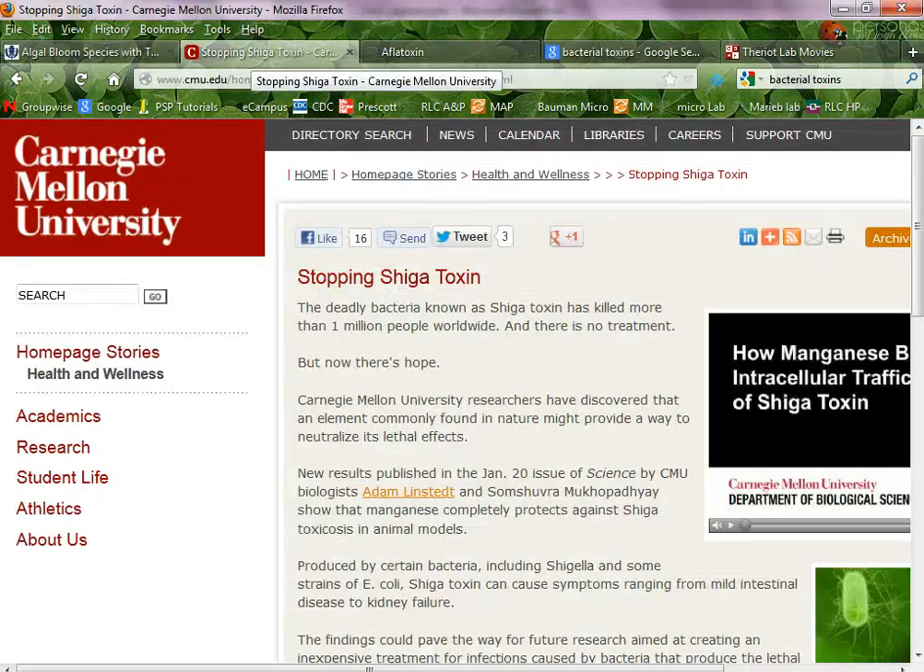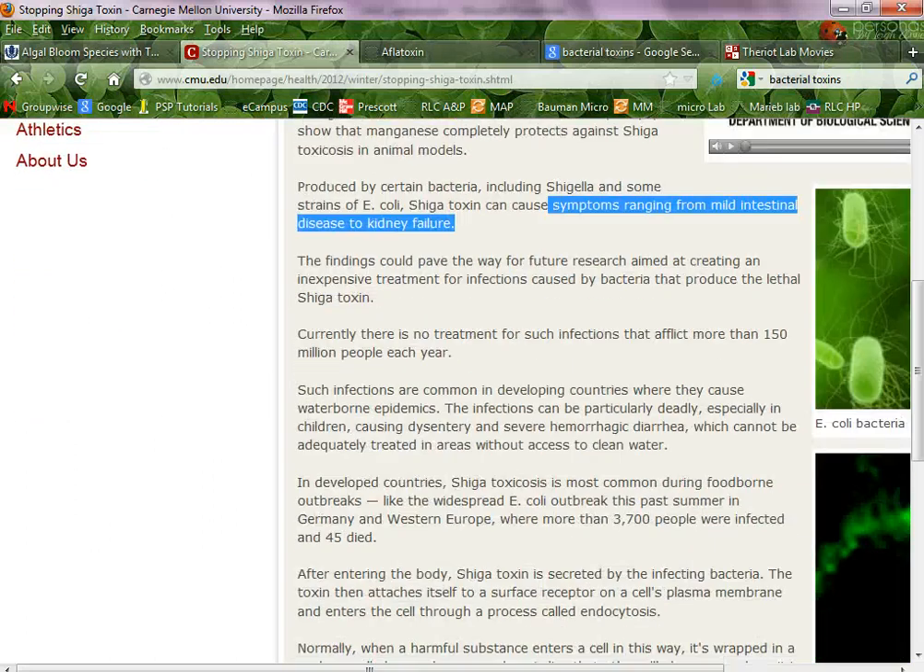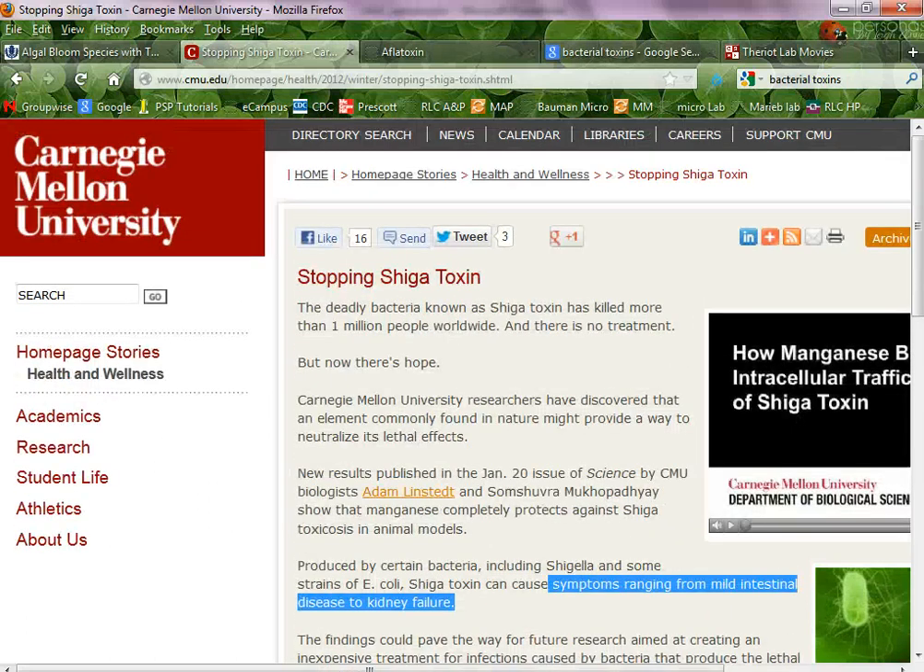Then bacterial toxins. You've all heard of the very pathogenic E. coli. It's strain O157, and it produces a very potent toxin called a Shiga toxin, which is a protein toxin that's excreted away from the cell, and it's got a very high mortality rate associated with it. And again, symptoms ranging from intestinal disease to kidney failure. So there's kind of an introduction to the toxins.